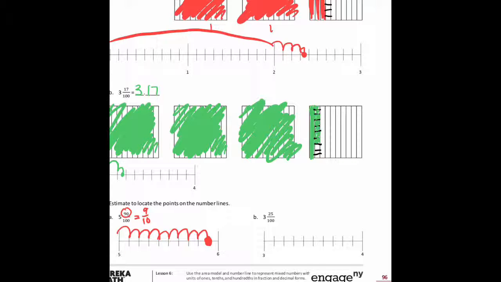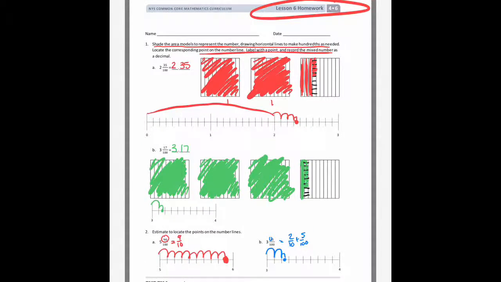And then the next one is 3 and 25 hundredths, which is the same thing as 2 tenths and 5 hundredths. So I can count over the 2 tenths. So 1, 2. And 5 hundredths would be halfway between the 2 tenths and the 3 tenths. It'd be about right there. Okay, let's move on to the next section.